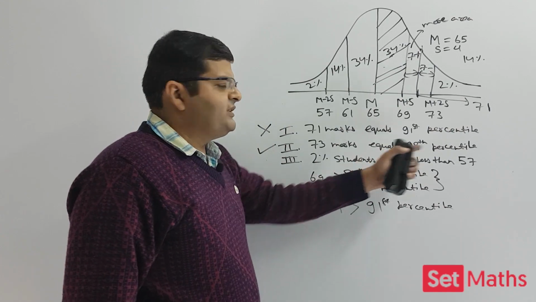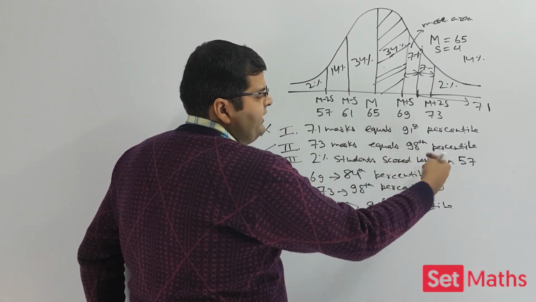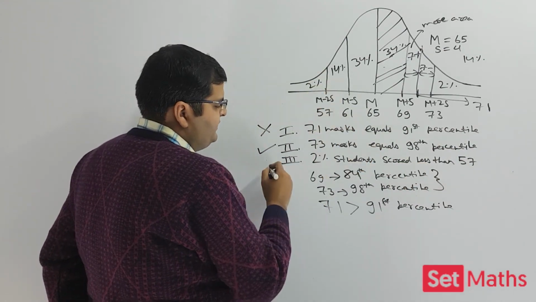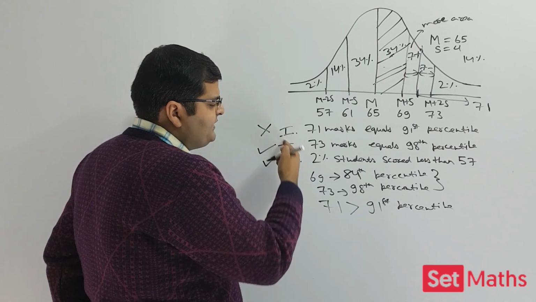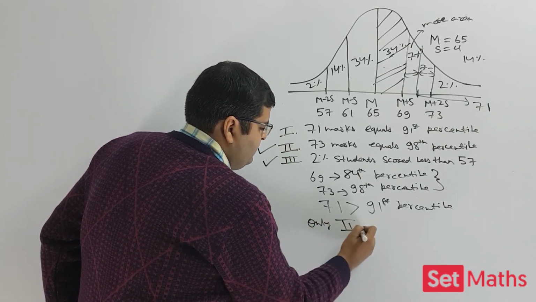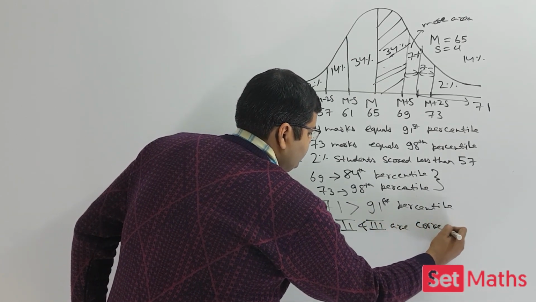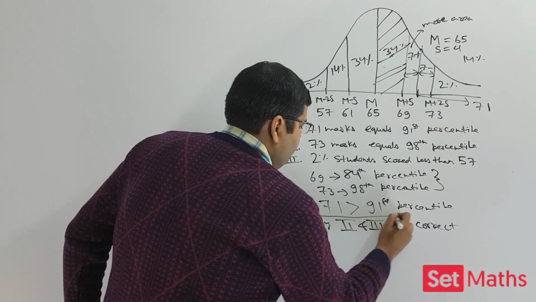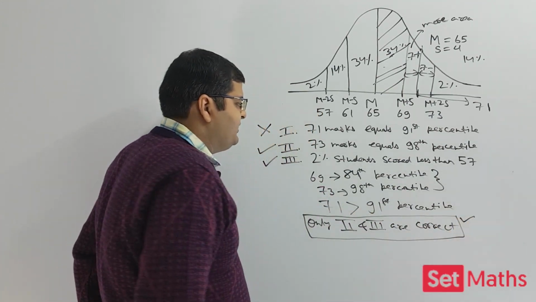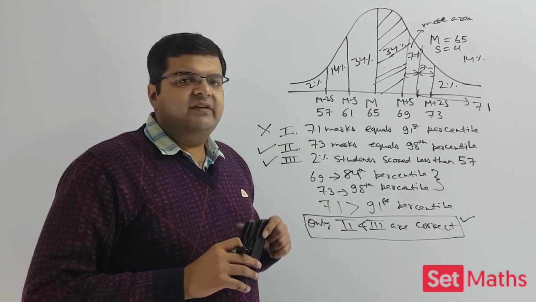So option 1, statement 1, is incorrect. We have already figured out that statement 2 is correct. Statement 3 is very straightforward: 2% of students scored less than 57. So 57 is here, and 2% of people scored less than 57, which is correct. So only statements 2 and 3 are correct. This is the correct answer option: only statements 2 and 3 are correct here. Alright, so this is how we solve this question.